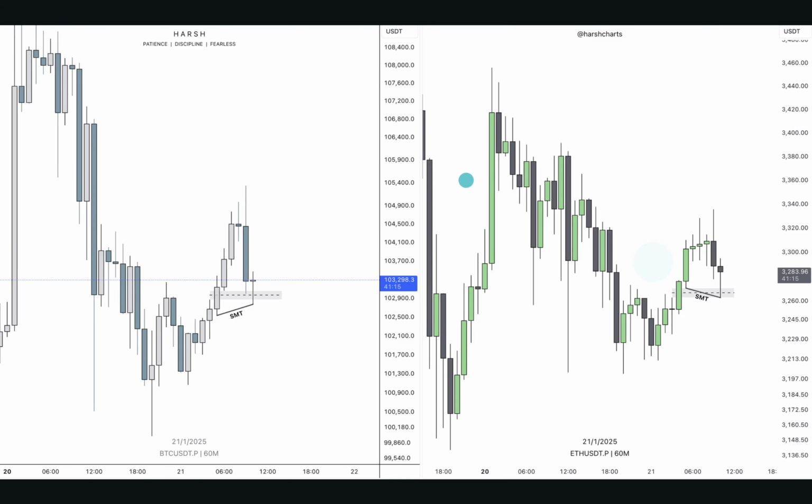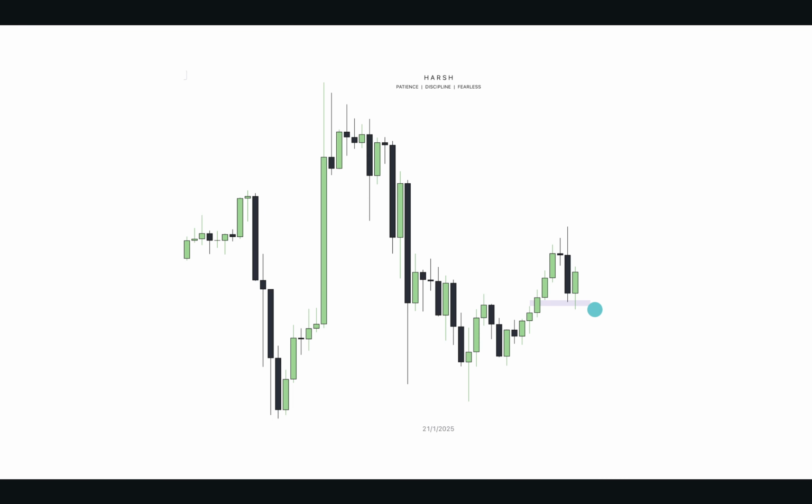All right, so here this is our Bitcoin chart and this is our Ethereum chart. Here you can see that this low is not getting swept on Bitcoin, but it's getting swept on Ethereum, on that time frame. So let's understand the Bitcoin trade first. Here we had a fair value gap on the 1 hour time frame.